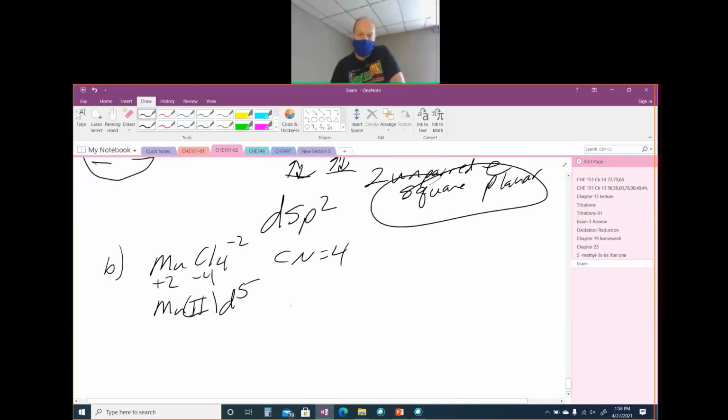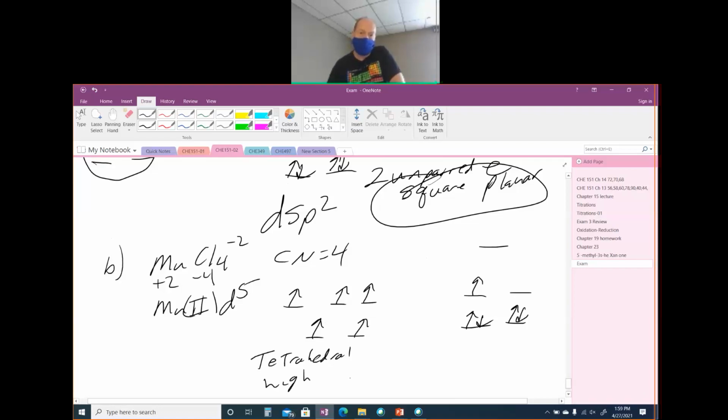It's either going to be tetrahedral or it's going to be square planar. Tetrahedral is always high spin, and so you would have 5 unpaired electrons. Square planar is always low spin, and so you would have 1 unpaired electron. So here is the splitting pattern for tetrahedral. Tetrahedral is high spin. It doesn't matter what the ligands are.